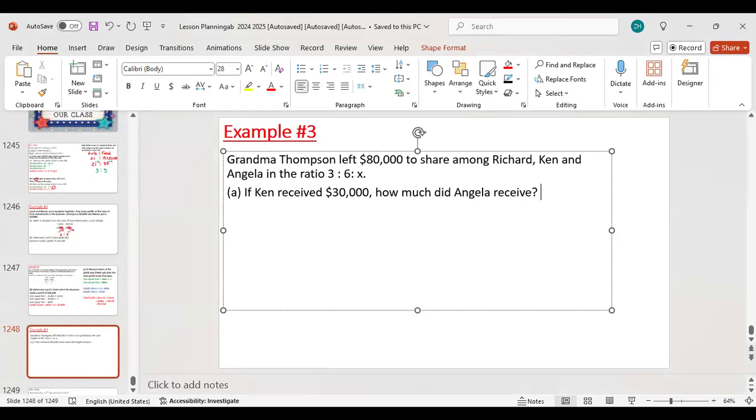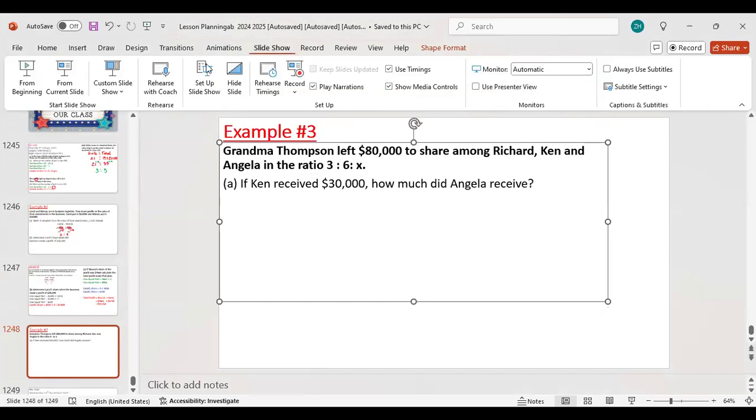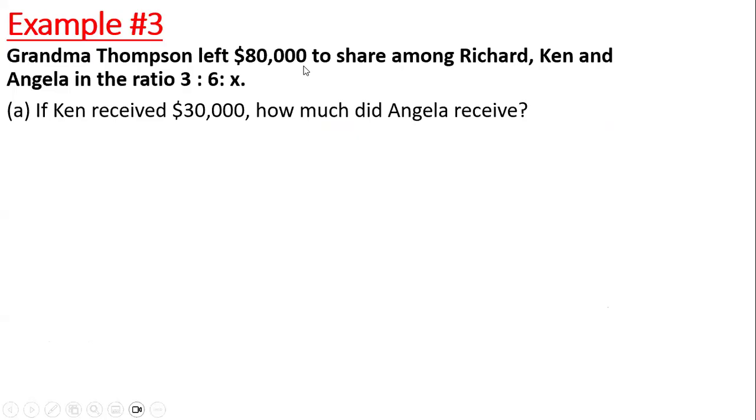If Ken received $30,000, how much did Angela receive? All right, so it's a good question. Grandma left $80,000 to share among Richard, Ken, and Angela in the ratio 3 to 6 to X. If Ken received $30,000, how much did Angela receive? Okay, so let's break this down.